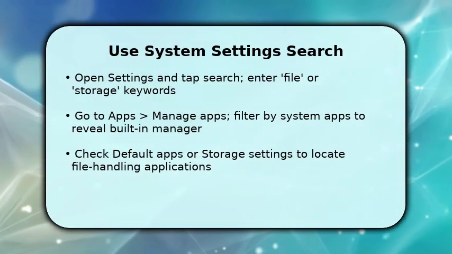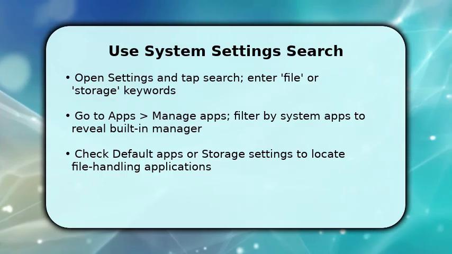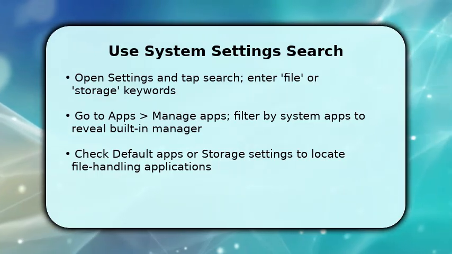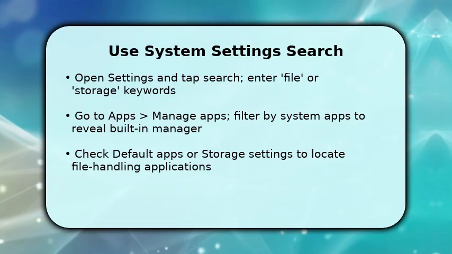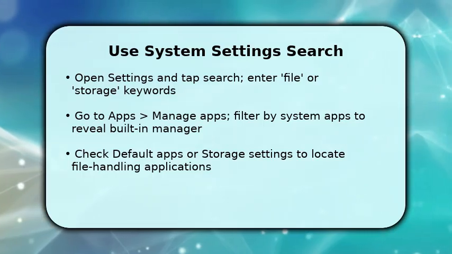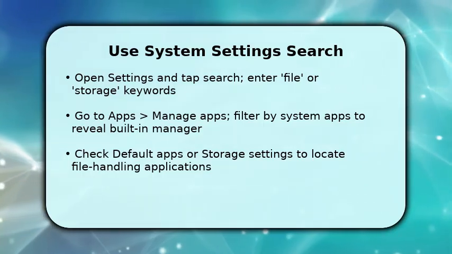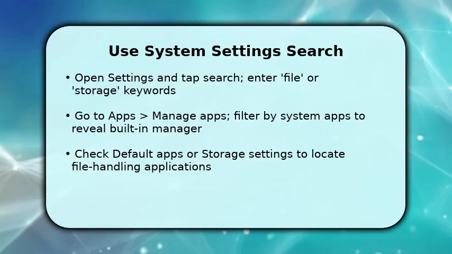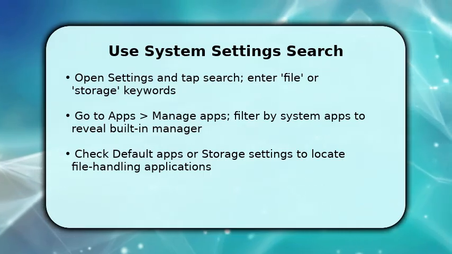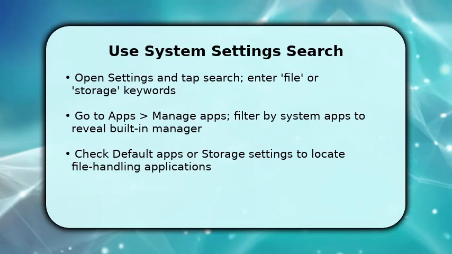Next, if the icon is missing, use Settings to surface the built-in manager. Open Settings and tap the search field, type File or Storage so the system points you to relevant screens. Then go to Apps, Manage Apps, and enable Show System Apps. This reveals a built-in file manager that might be disabled.